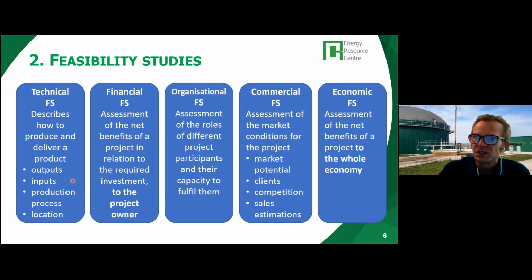Looking at the inputs, whether it's feedstocks for bioenergy plants, or staff requirements, parts, maintenance. Looking at production processes, basically the equipment that is needed, and the operation and management of units. You can have the location as a subject of technical feasibility study.